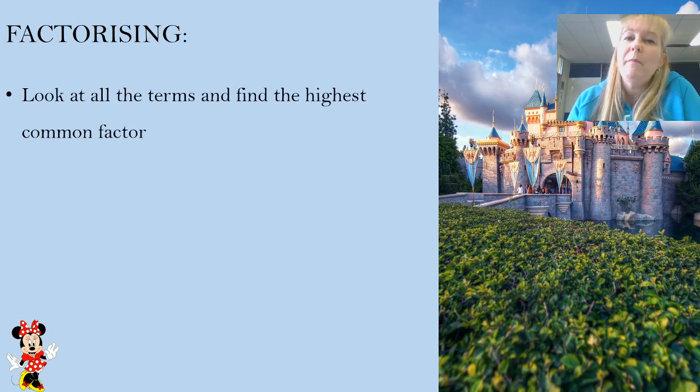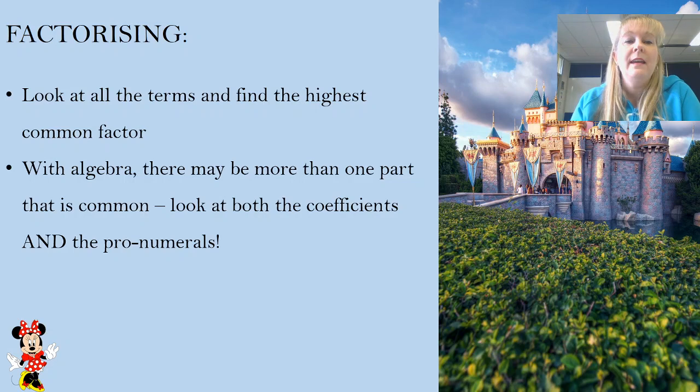Something else to be aware of when we're factorising, what we mean by this is we're looking at all the terms in an expression and we're looking for that highest common factor. That highest common factor could be part of a coefficient and part of a pronumeral. So we need to look at all the different terms and make sure we've factorised it fully. So just remember, look at your numbers at the front and your letters at the back, look for what they've got in common. That's our highest common factor. I'm going to show you some examples now.